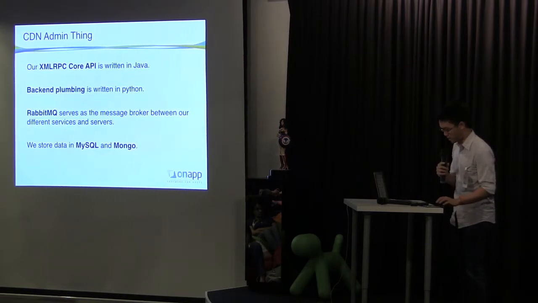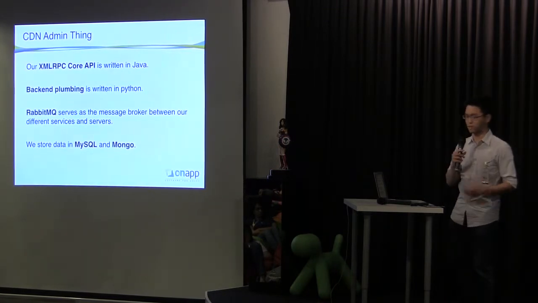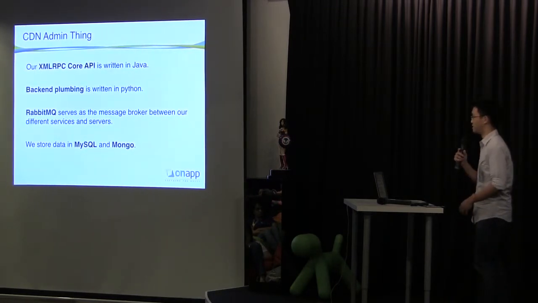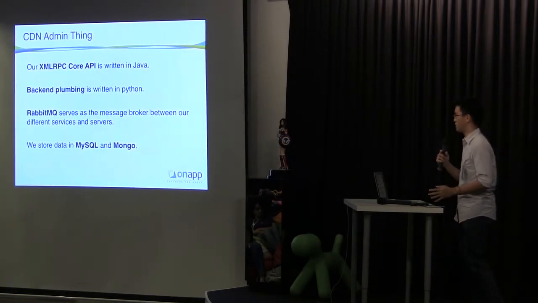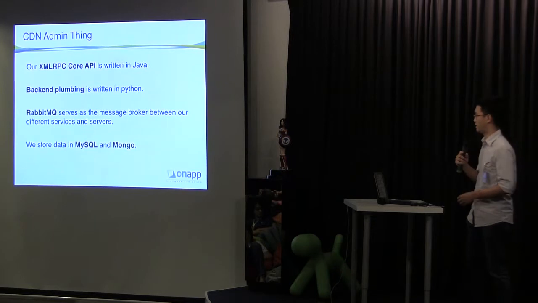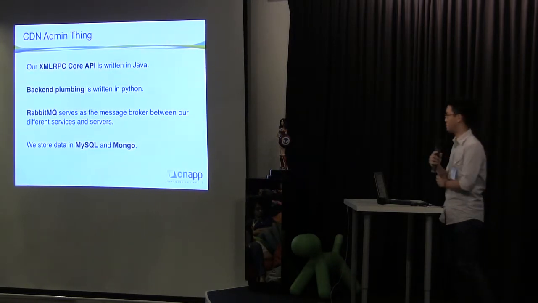Okay, so our CDN admin thing. Our core API is written in Java, and it's exposed over XML RPC. I know XML RPC is not sexy. It's XML and it's super bloated, but it's what we used on day one. And I think JSON RPC wasn't around. Otherwise I might have considered using JSON RPC instead.